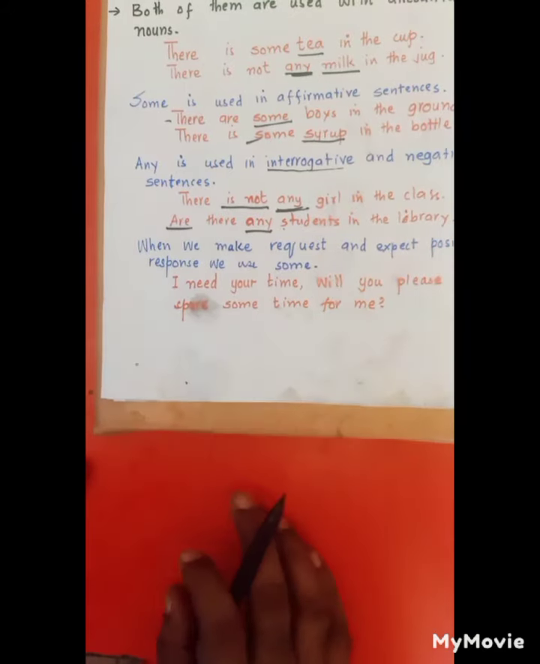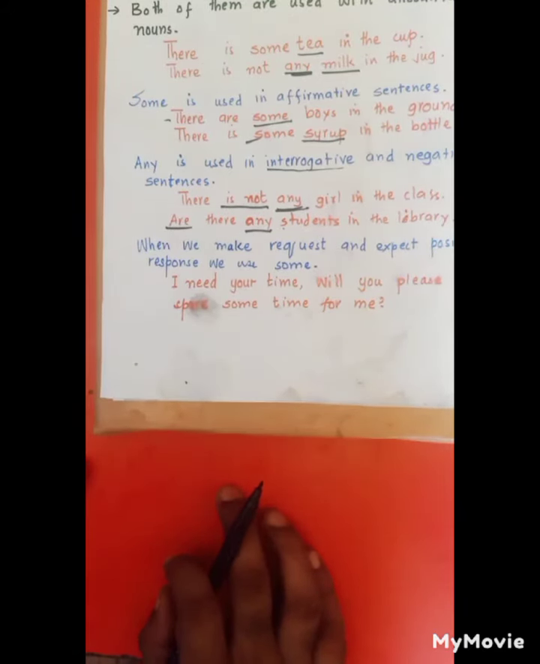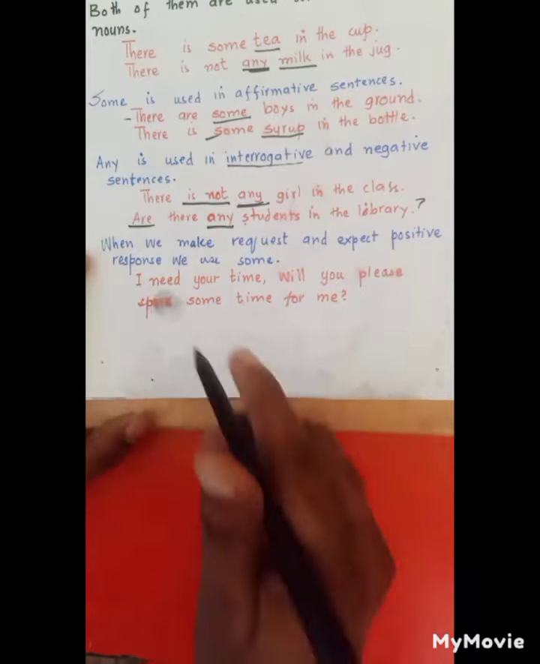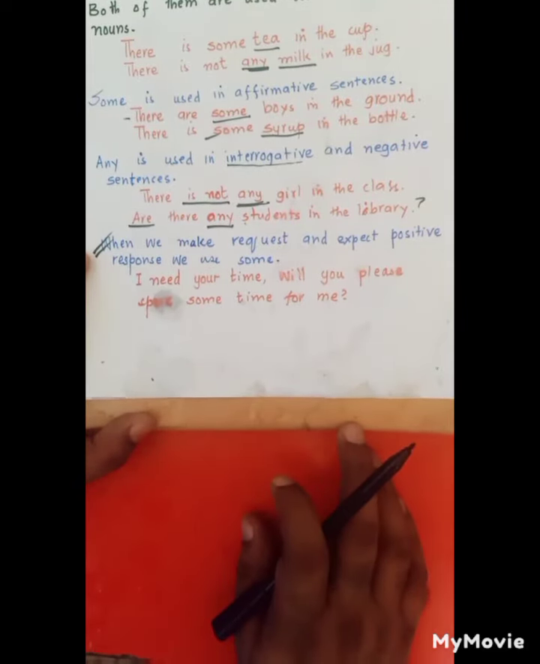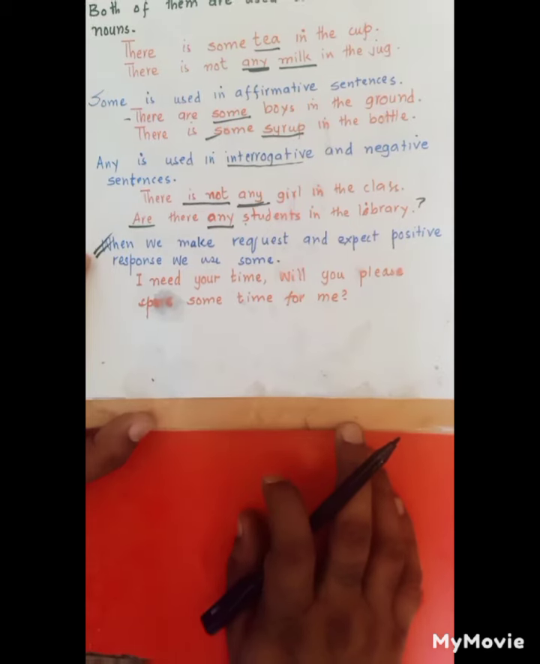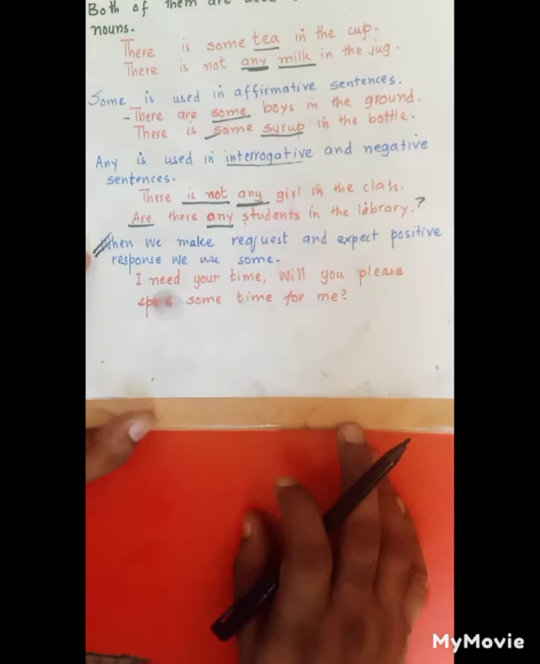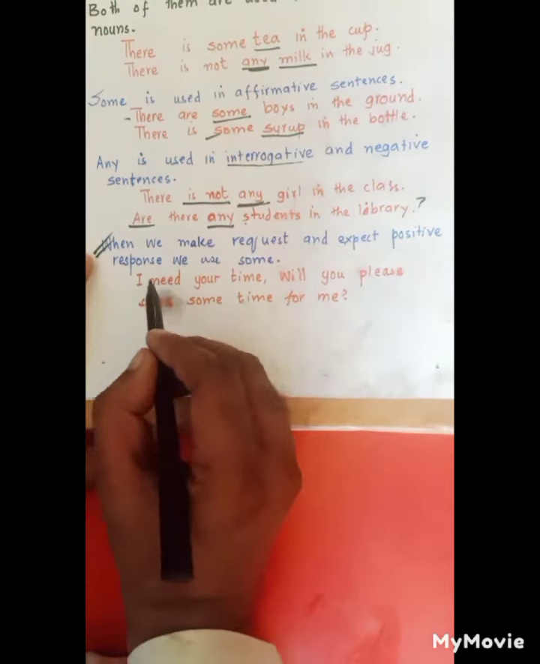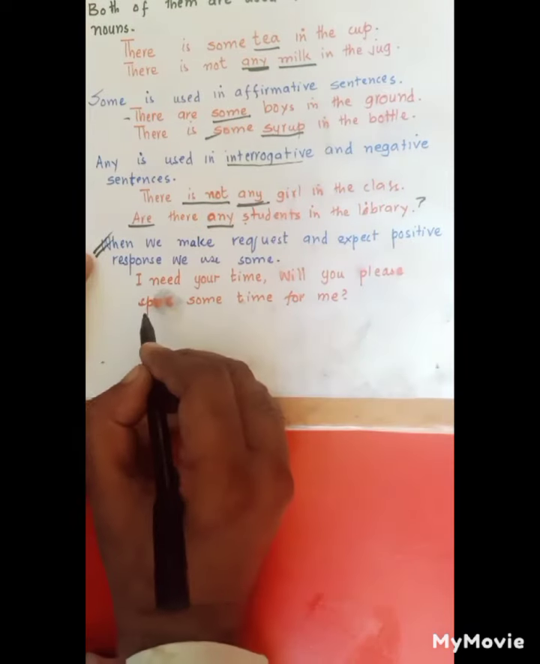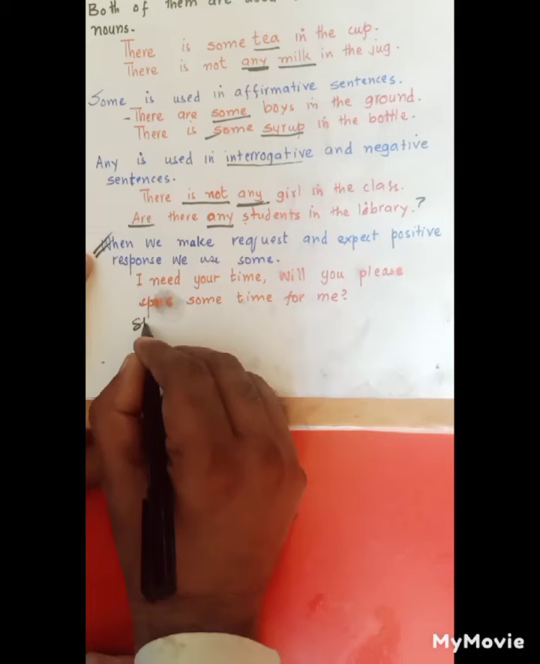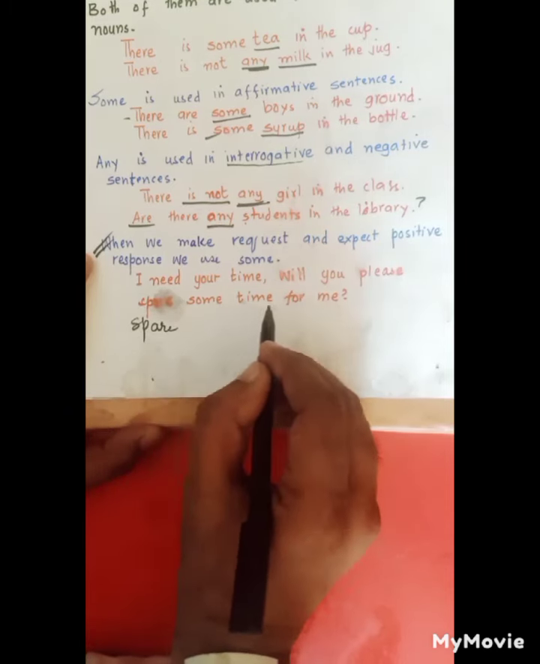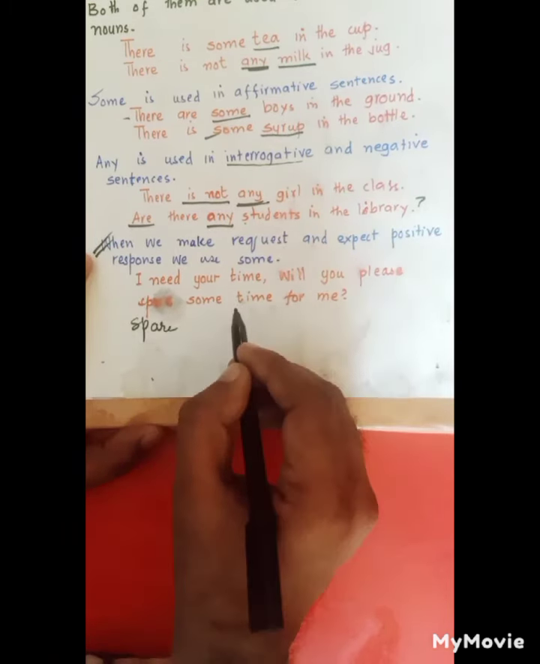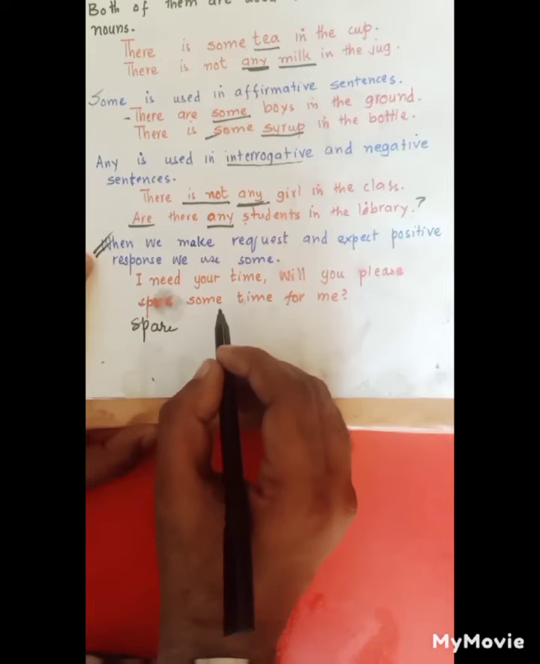Some is used in interrogative sentences when we make a request and we expect a positive response. This is an exception. With interrogatives in routine we don't use some, we use any. But when we make a request and we expect a positive response, we use some. I need your time. Will you please spare some time for me? When we make a request and we expect a positive response, we use some in interrogative sentences as well.